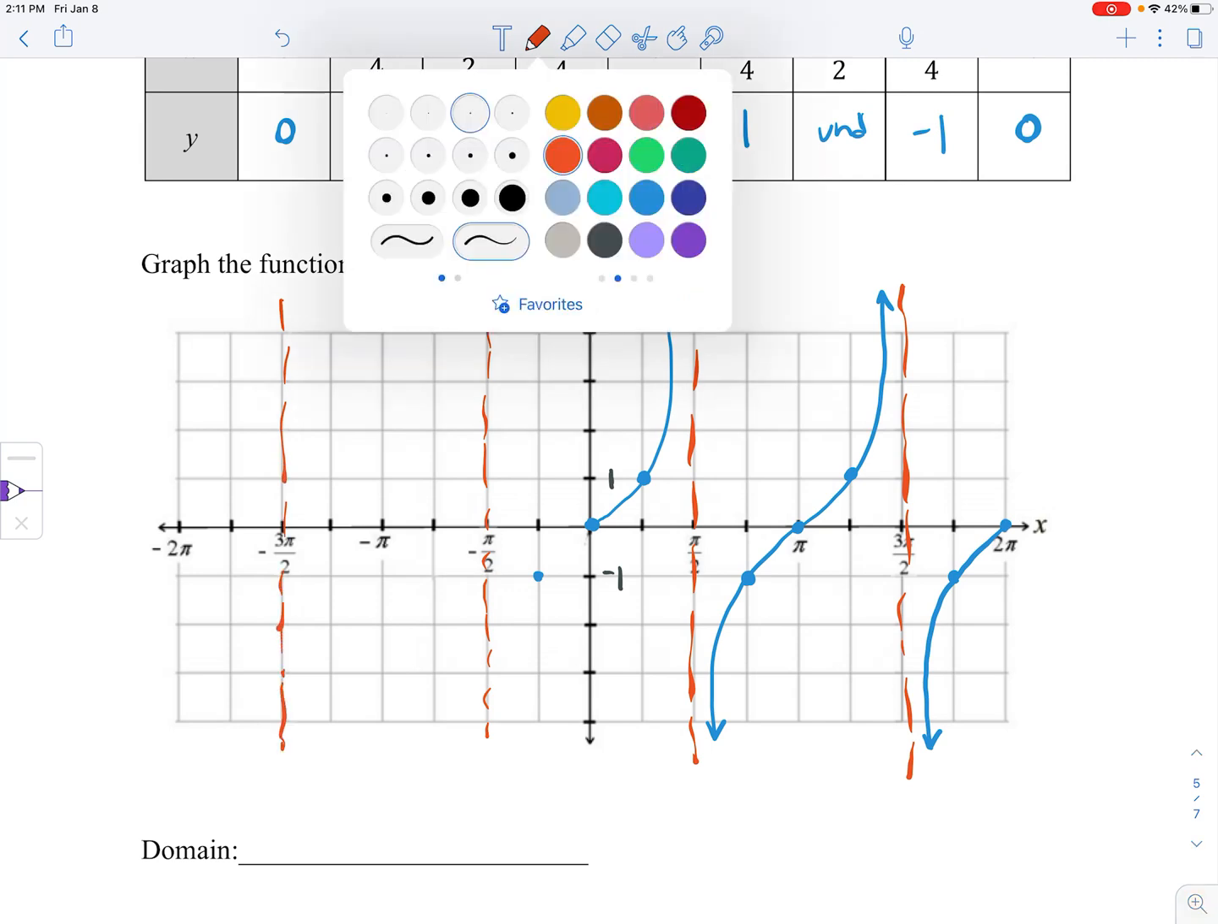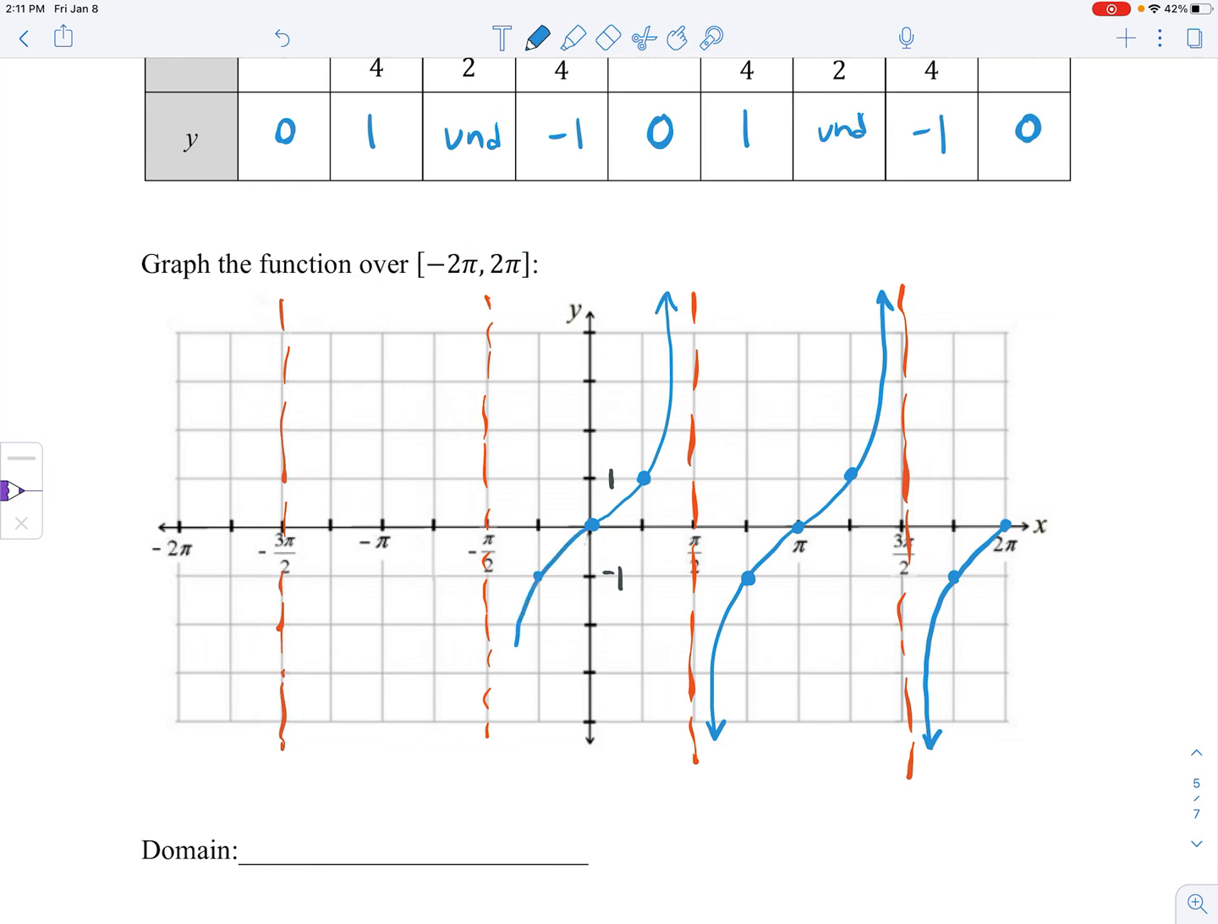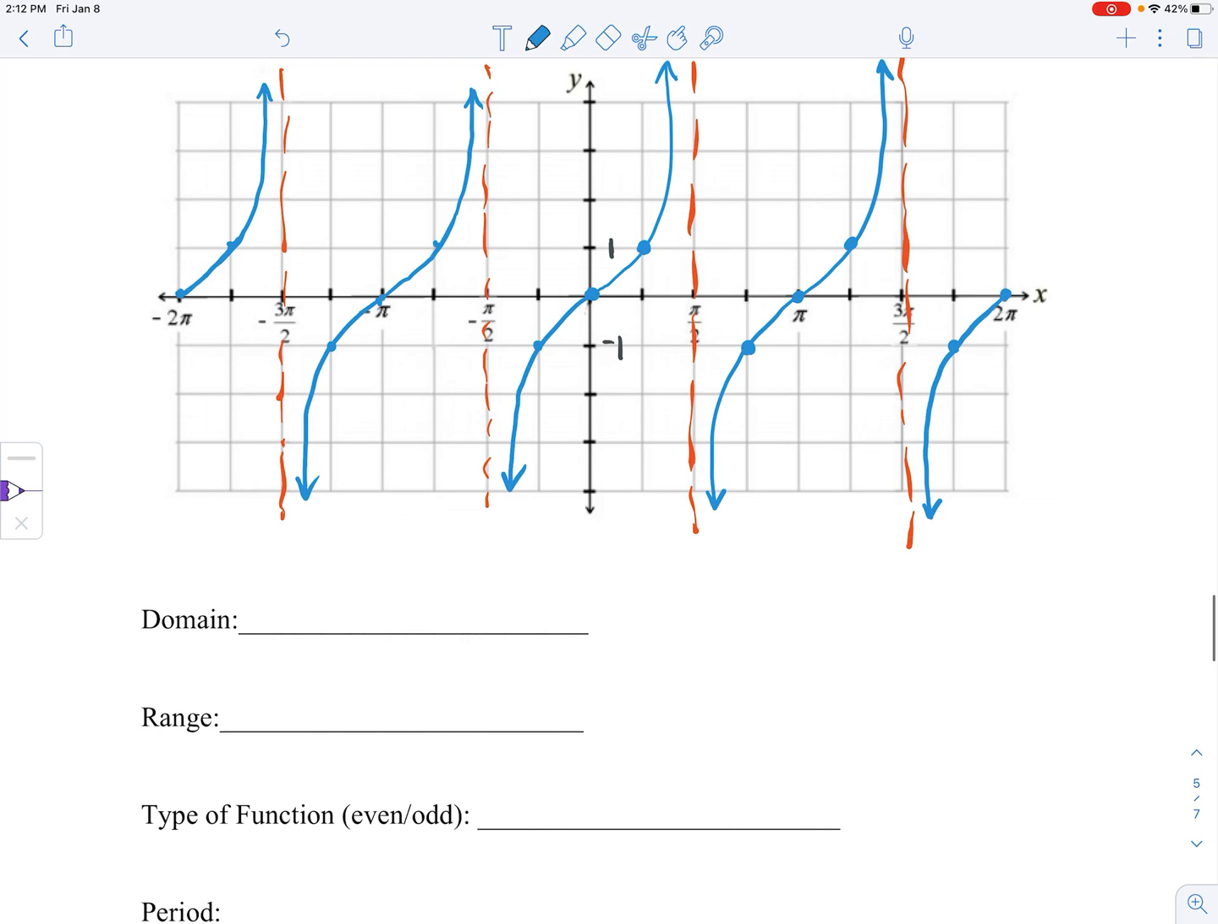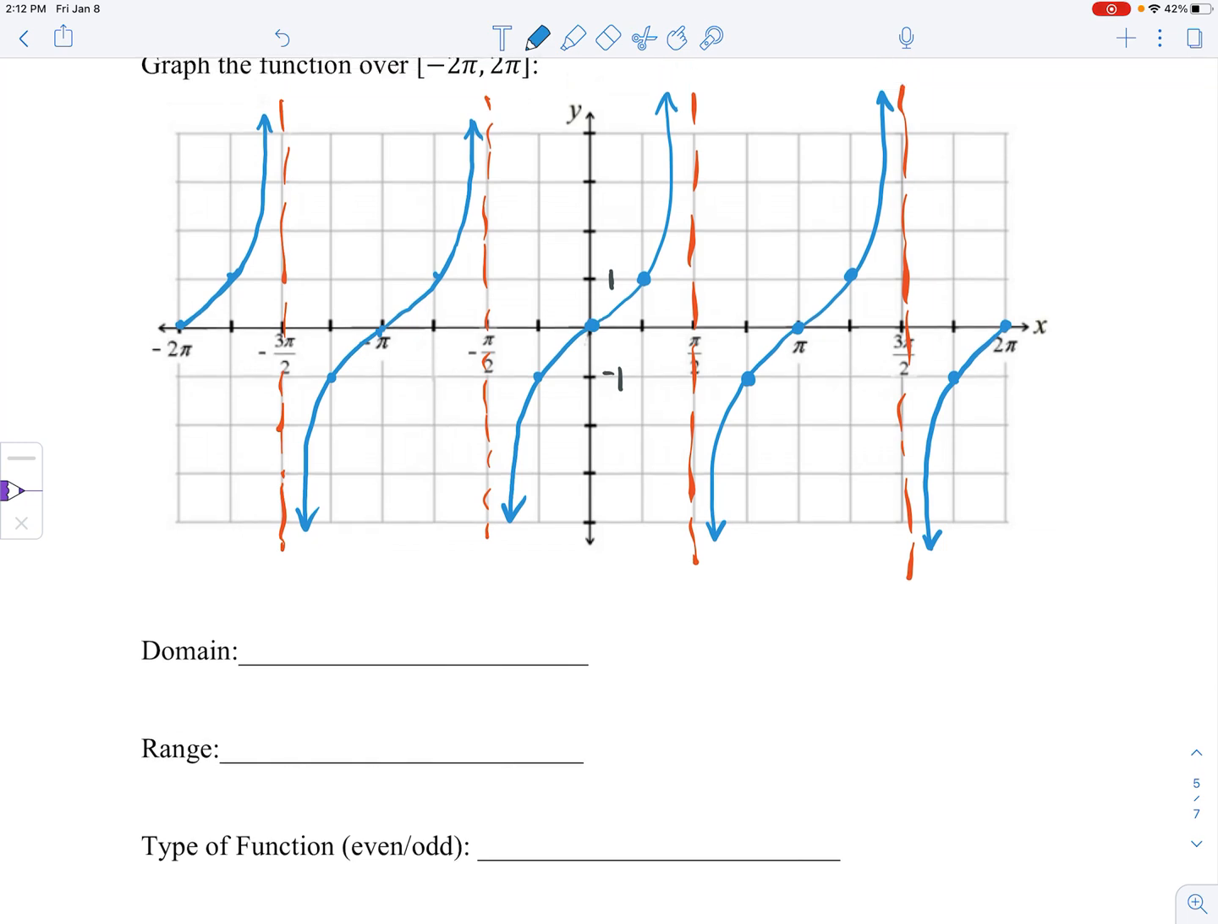So I can draw the other vertical asymptotes that will be on this graph, and continue the pattern of the function approaching positive infinity as the graph approaches the vertical asymptote from the left and negative infinity as it approaches from the right.